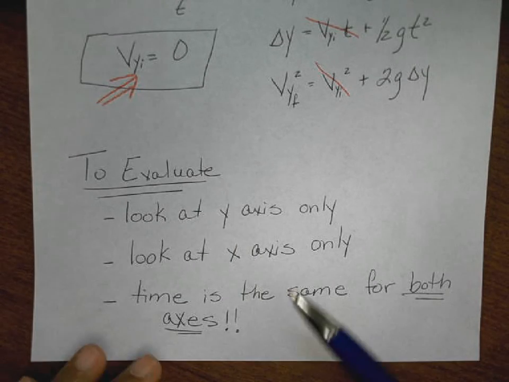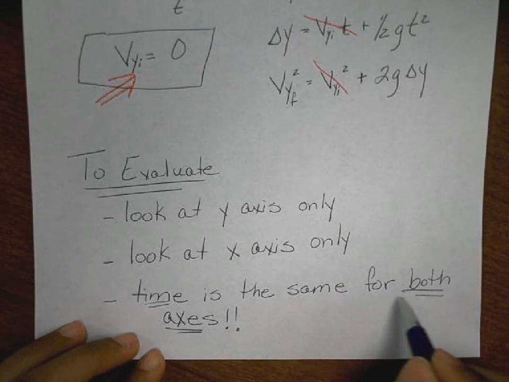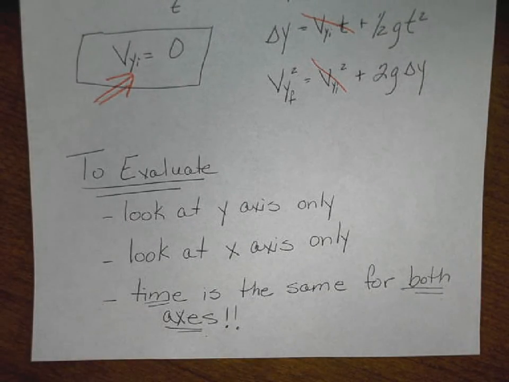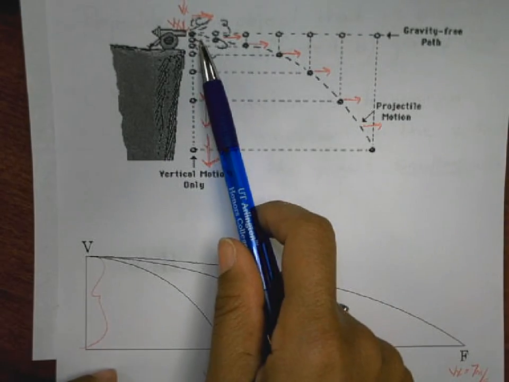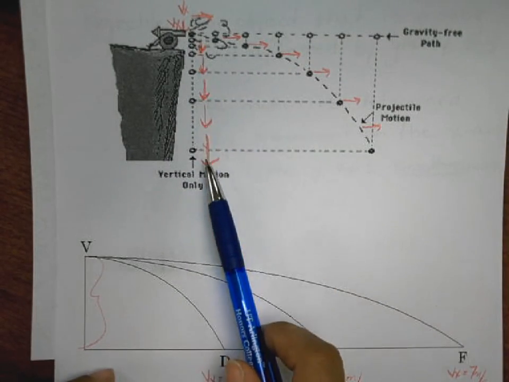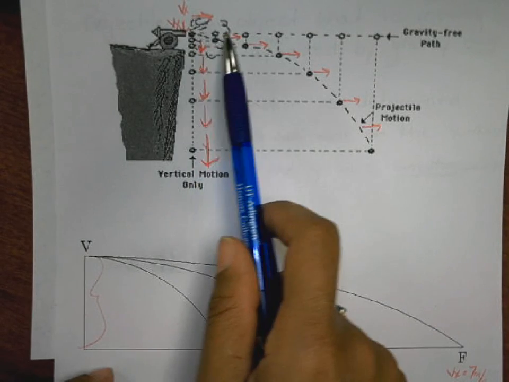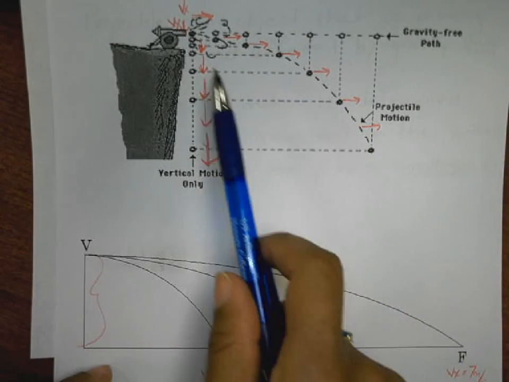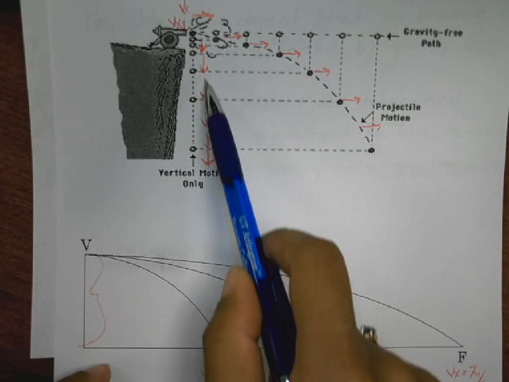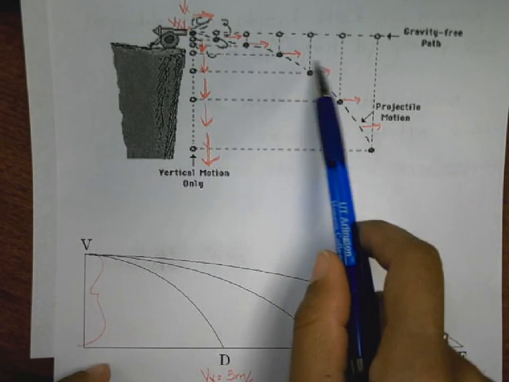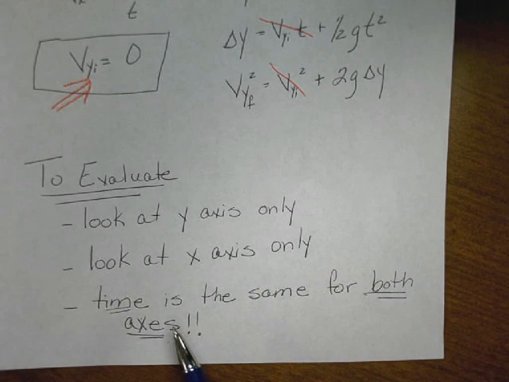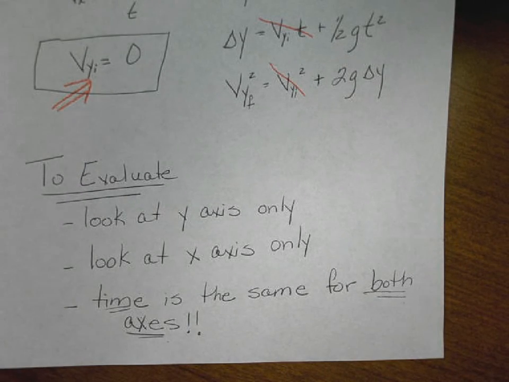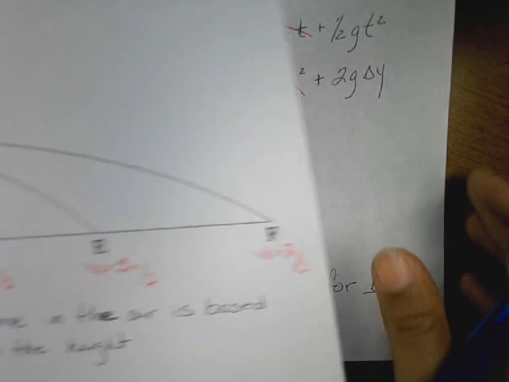And the other thing that's important is that time is the same for both axes. If it takes 3 seconds for the ball to drop and hit the ground, then this ball only has 3 seconds to travel out forward before it hits the ground. So the time unifies the x-axis to the y-axis. Time is the same for both. Alright, if you want to pause the video for a moment and take in what I said, you can do that. I'm going to do a couple of example problems.